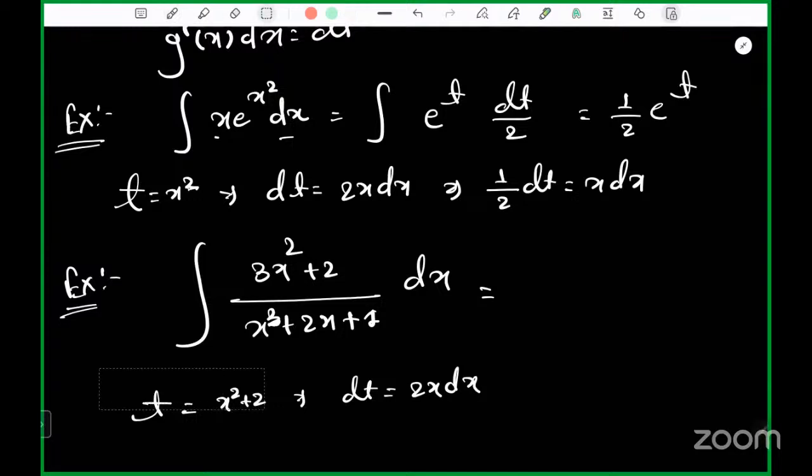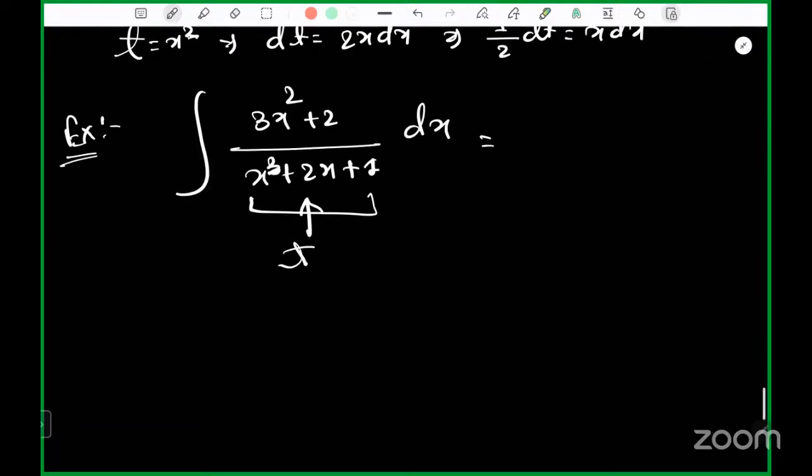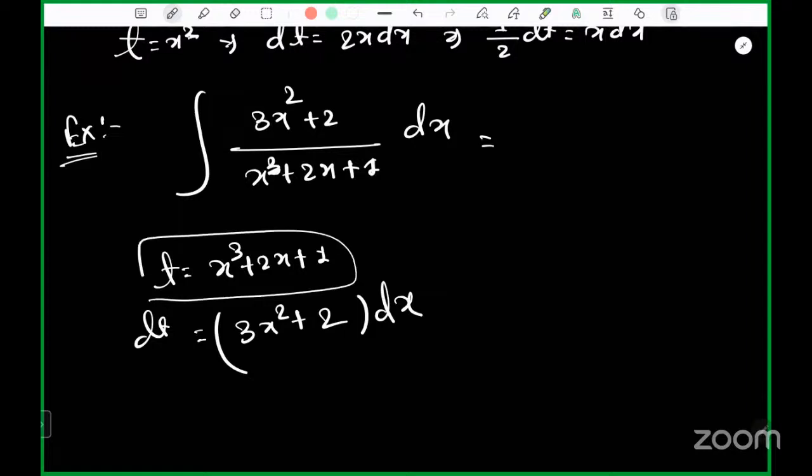So, this substitution actually won't work. Here you can observe that if you take this denominator as your t, then the differentiation of this denominator is the numerator. If we take t equal to x cube plus 2x plus 1, then dt will become 3x square plus 2, which is nothing but our numerator, into dx. So this substitution will simplify our integration.